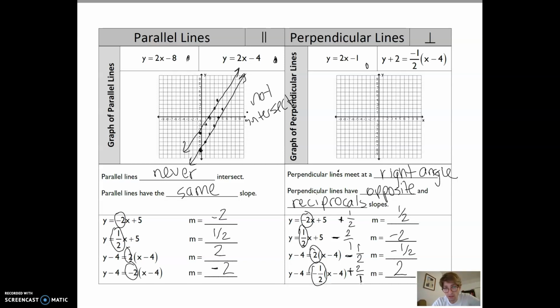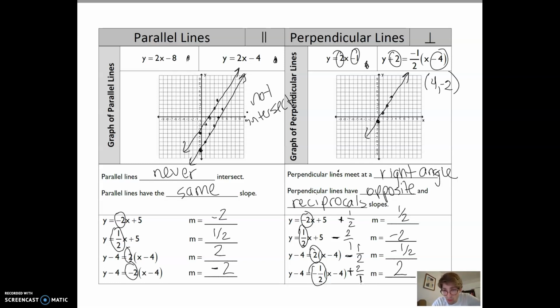Perpendicular over here, starting with the slope-intercept line. Y-intercept is -1. Draw that on the y-axis. Slope 2, rise 2, run 1, rise 2, run 1, rise 2, run 1. There's one line. Next line is in point-slope form, so I'm going to look at the number next to x. I'm going to think opposite, so that's +4.